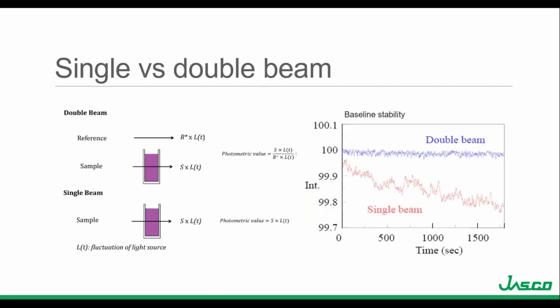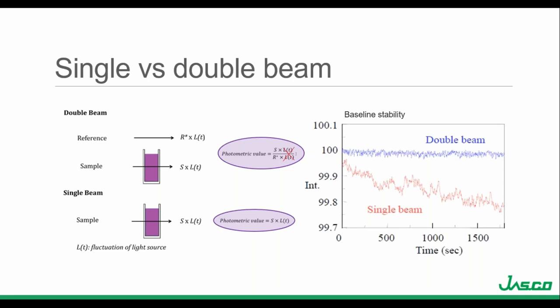On the left is a representation of the sample compartment for a single and double beam instrument. In the double beam instrument, the photometric value, or the absorption or transmission, depending on which mode you're measuring, is the ratio of the sample to the reference beam, so any fluctuations in the light source are canceled out. However, in a single beam instrument, since there's only one beam, a ratio of the intensities cannot be acquired, and you see the influence of light source fluctuations in the spectrum.